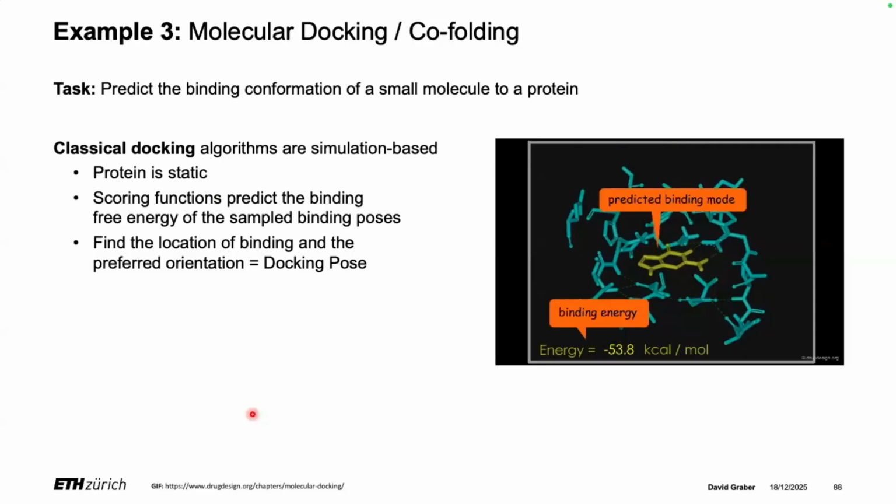So the task here is to predict the binding conformation of a small molecule to a protein. And classical docking algorithms are simulation-based. So the protein is looked at as static, and then you simulate different binding conformations, and a scoring function predicts the binding free energies of these binding poses. And then you try to find the location of binding and the preferred orientation that results in the lowest energy, and this is then the final docking pose.